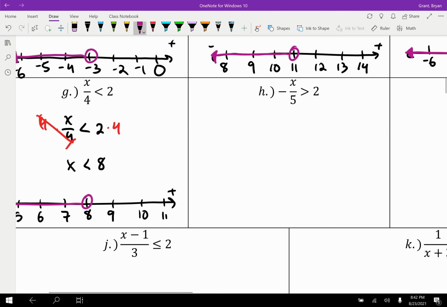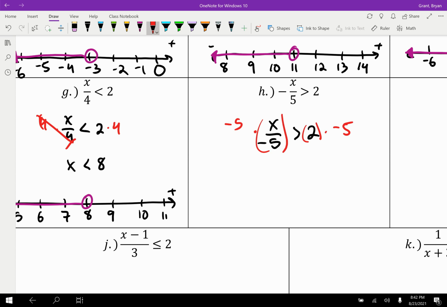Next up, h. This one is a little tricky, and we discussed it last class as well. We have this negative that's right here, and it could stay in the middle, could move to the top, could move to the bottom. I always like to place the negative on the number that's attached to x. So since 5 is dividing, I'm going to place the negative on the 5. Now that it's there, we're going to multiply both sides by negative 5. Always good to group, I guess.